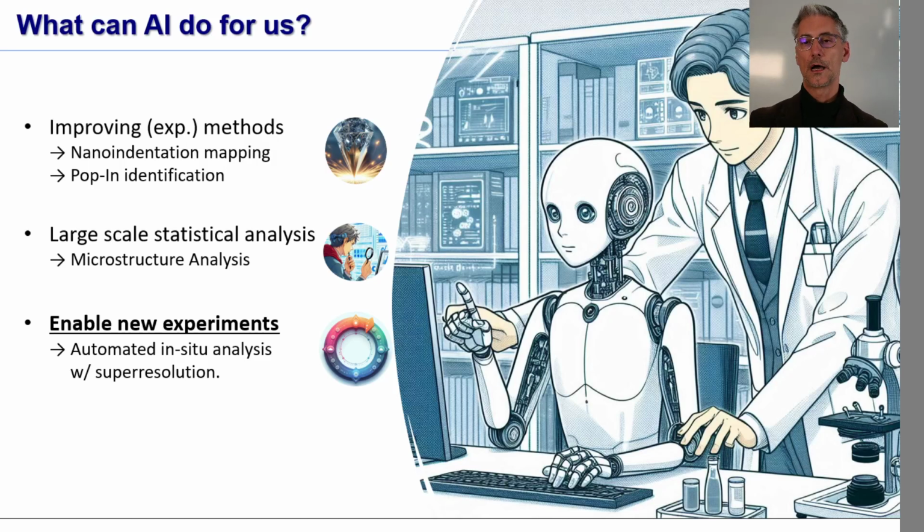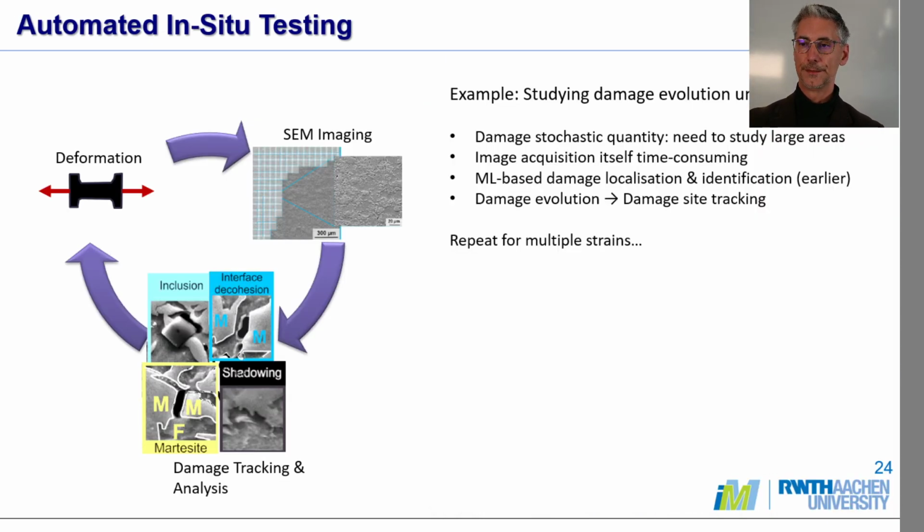Lastly, we want to look at how AI helps us to enable new experiments. And here we want to focus on automated in situ analysis with super resolution. So that's quite a handful. What does this mean? In many cases, we want to study damage evolution under strain. So that means we have some sort of strain on our sample, then we want to see what kind of damages and how many of them there are. Then we increase the strain, pull on the sample again, repeat the whole process, and do this again and again and again. Right. And as we've just said, damage is a stochastic quantity.